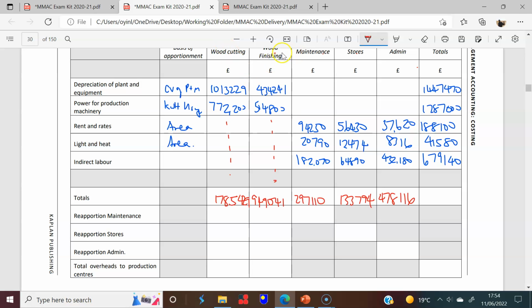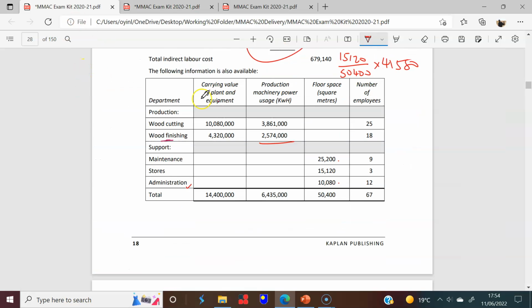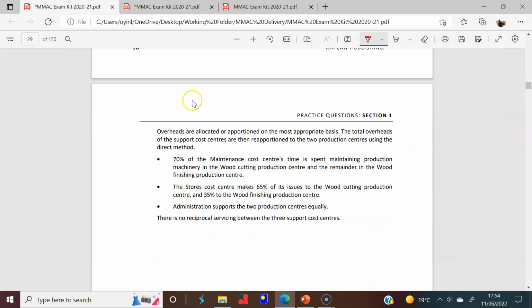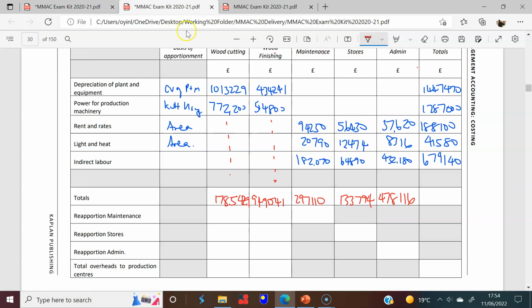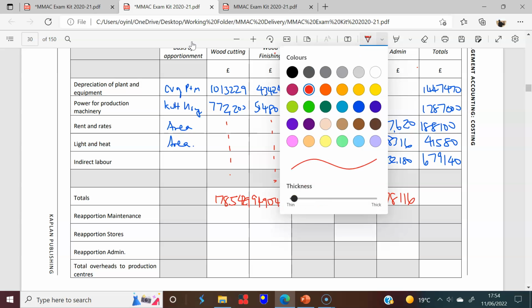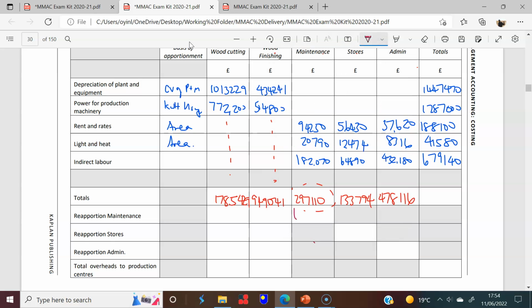How do we do it? We need to go back to the question, because I don't remember the detail of that now. It says overheads are allocated and then reapportioned to the true production using the direct method. So 70% of the maintenance is spent maintaining production, and the remainder. So 70% goes to wood cutting. 70% of this thing here goes to wood cutting. So I'm just going to use a different pen color to get rid of this 297,110. I'm getting rid of it, which is why you have the brackets around it.